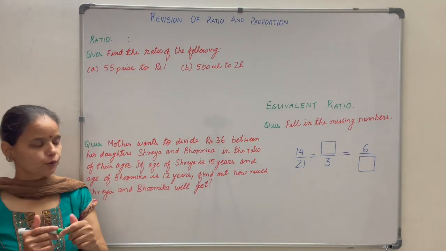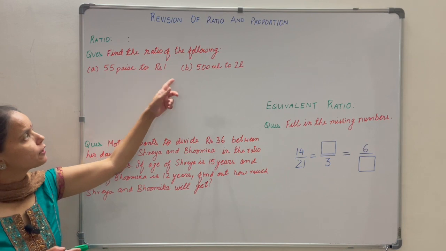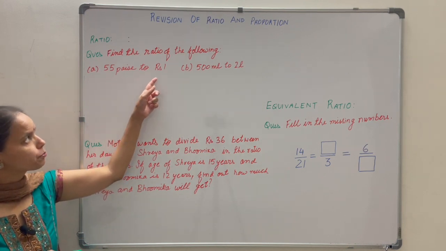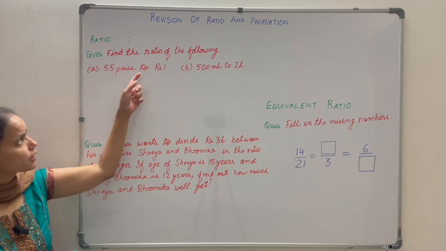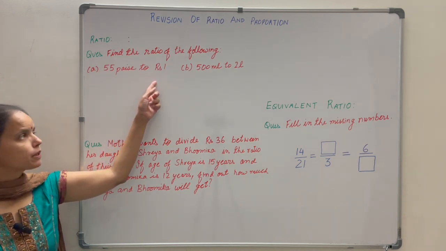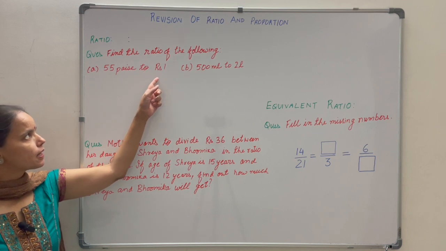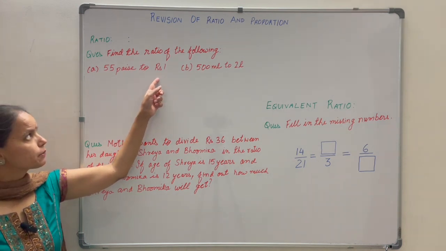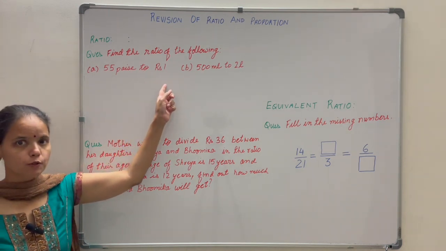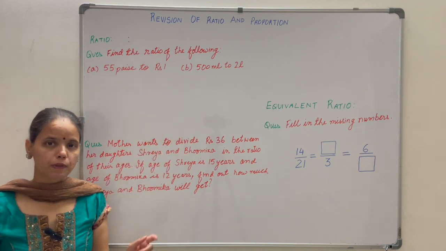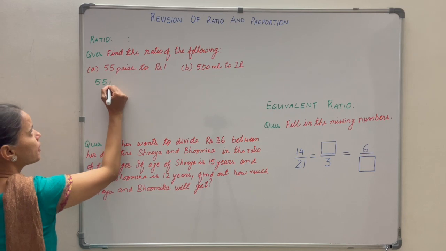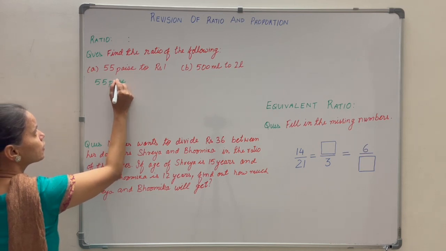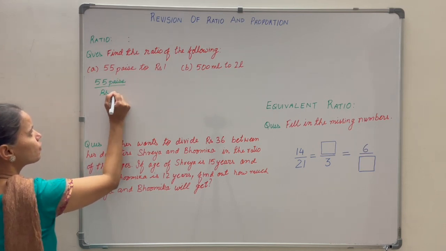Now let us take this question. Find the ratio of the following: 55 paise to rupees 1. Whenever it is written like this, that means this will come in the numerator and this will come in the denominator. Here the unit is paise and here it is rupees. So let us make the unit same by converting rupees to paise. So you know 1 rupee is 100 paise. So this is 55 paise to rupees 1.